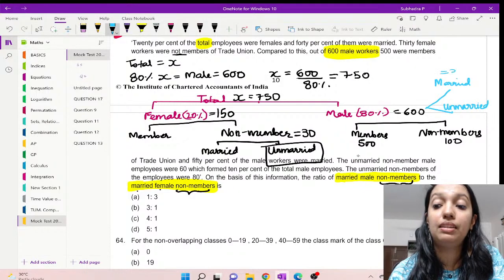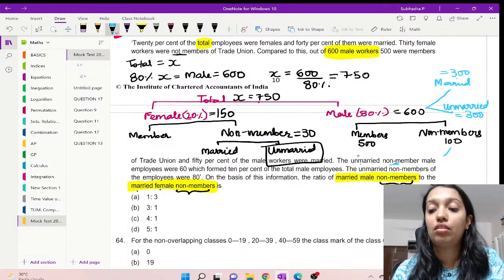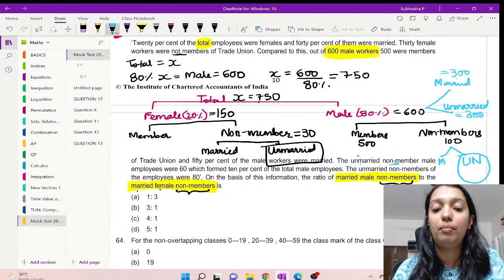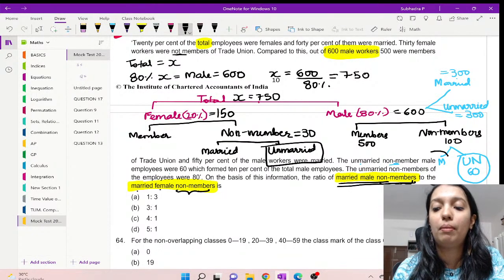50% are married means 300. 50% are unmarried means 300. Next, the unmarried non-member male were 60. This also I can divide as married, unmarried. Unmarried non-member male 60. So the question is interested in the married non-member, this part. Married non-member is the balancing figure, 100 minus 60, 40.